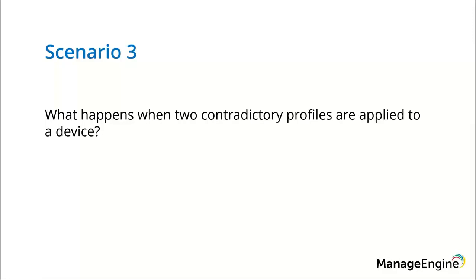But when it comes to an Android device, the latest policy will take precedence. So if you have applied a camera restriction on the first profile, and on the second day later on, you created a second profile with the camera option enabled, it will be applied to the device. So the users will be able to use the camera once the second profile is applied. So it depends on the operating system again.